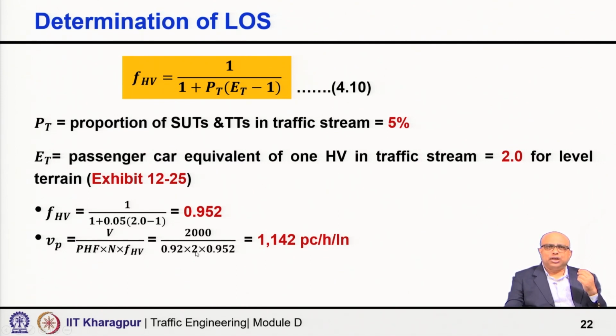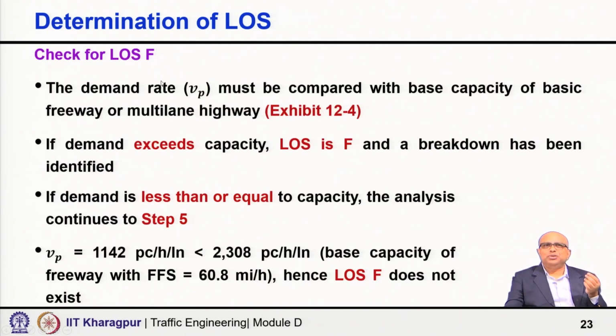So, if you calculate the value of FHV, and now with the known calculated value of FHV, n as 2 and peak hour factor as 0.92, we convert V to equivalent Vp, flow rate under ideal condition, in passenger car per hour per lane. So, the Vp value is known. Once the Vp is known, we can check whether this value is more than the capacity or not. If it is more than the capacity, then straight away we will say the level of service F. Capacity is 2308 and Vp is 1142. So, Vp is less than the capacity, therefore, it is not level of service F directly based on volume to capacity ratio, or demand to capacity ratio greater than 1.